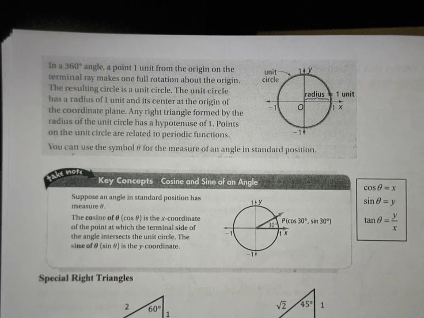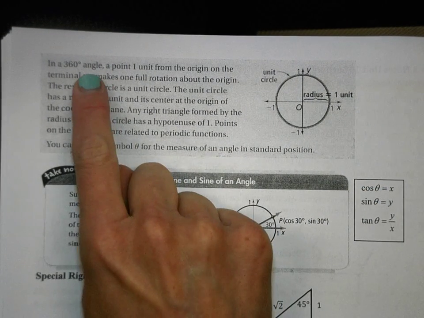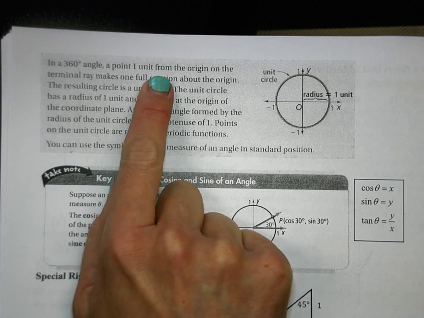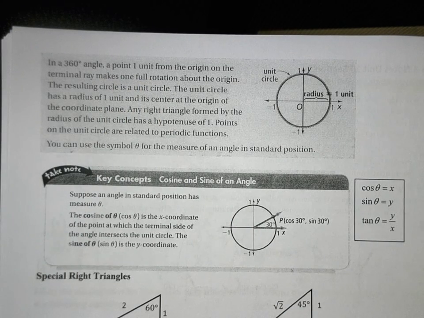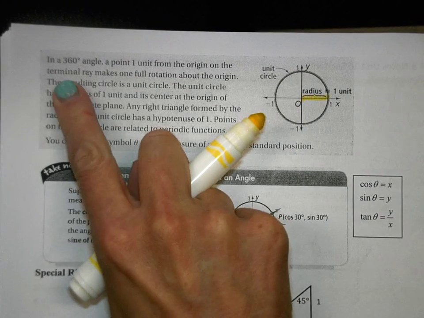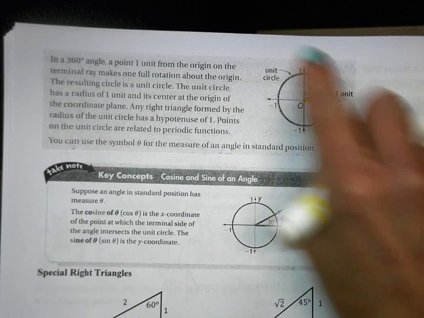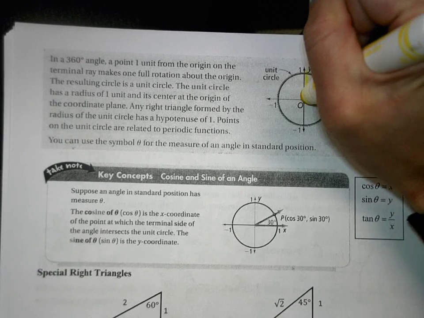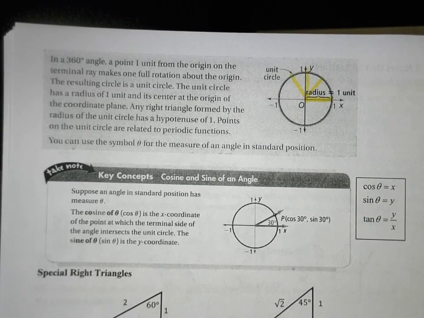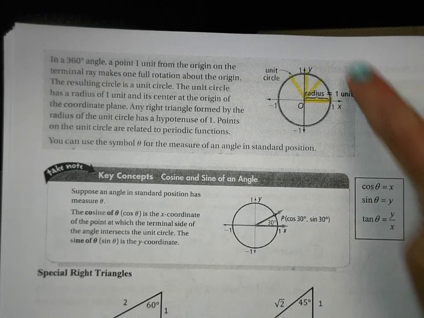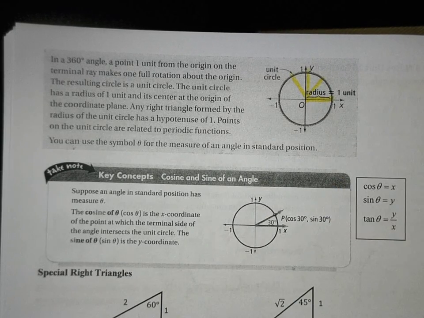Okay. In a 360 degree angle, a point 1 unit from the origin makes 1 full rotation about. That means that any line on here will end up being a radius of 1. This is why we're talking about a unit circle. It's 1 unit around.